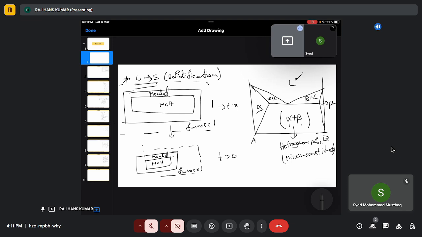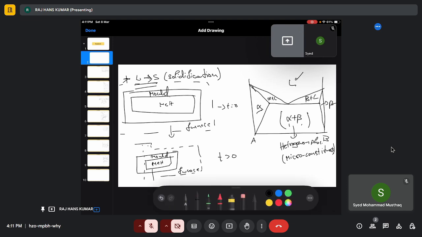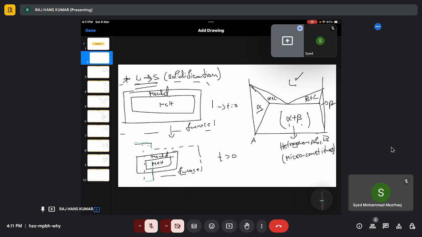These parts will cool down, right? Up to this one, they will try to cool down. Right, so they are trying to cool down. So because of this cooling phenomena, we will have a solidification.